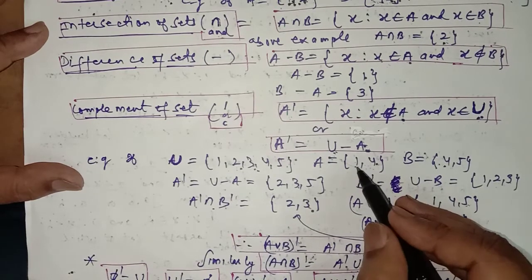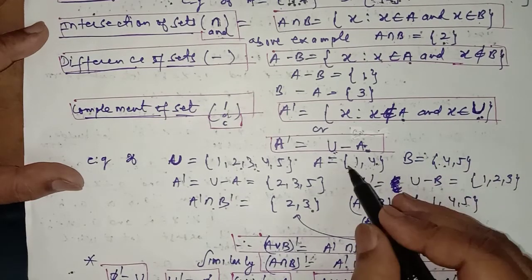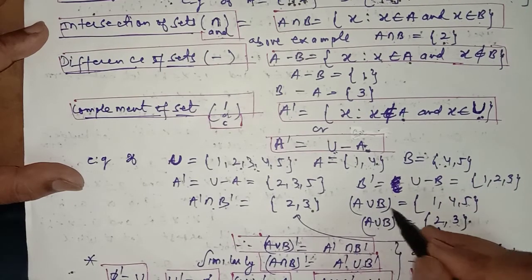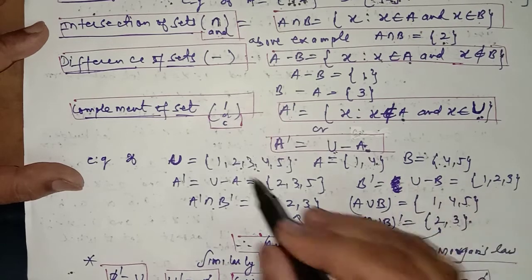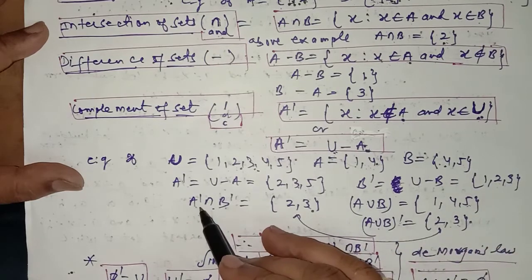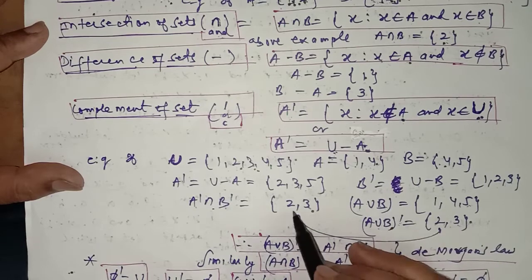A union B means total elements of A and B, or elements which are either in A or in B. So 1, 4, 5. And the complement of this A union B is all elements except these. So 2 and 3 are not there in this set, but are in the universal set. So what do you observe? That A complement intersection B complement is equal to A union B whole complement. They are equal to each other.